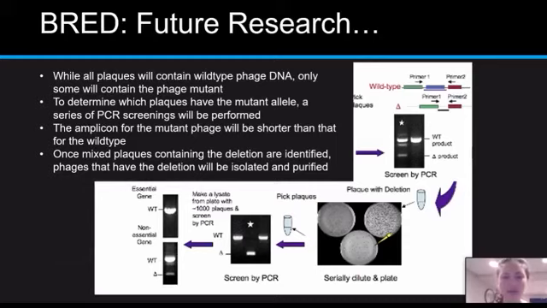And once we detect which plaques contain the deletion, we'll actually purify with 3 rounds of purification, as Colby mentioned before. So hopefully we'll be able to do this either this summer or in the coming semester in the fall.